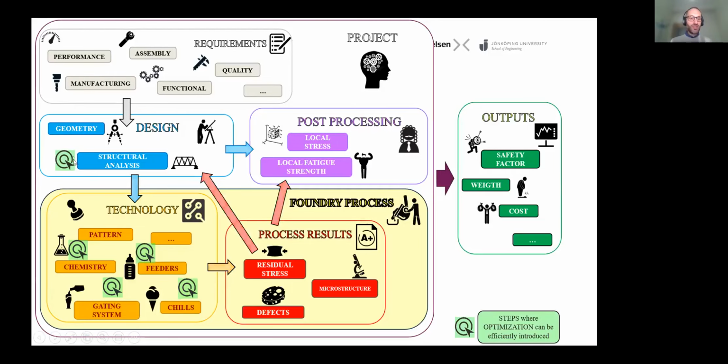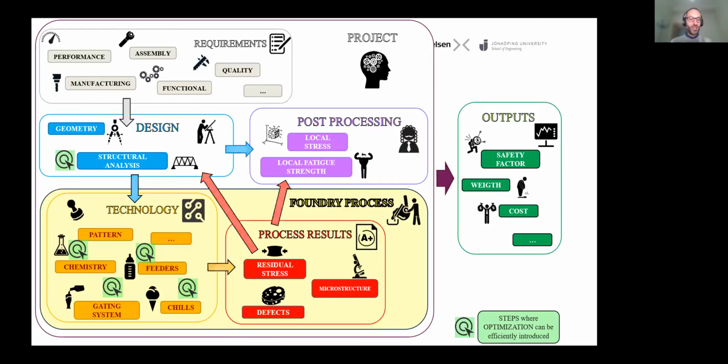As you can see here, there are two rounds with an arrow, meaning that these are points where an optimization can be efficiently introduced. Then, as we mentioned before, the design of the component, the geometry of the component, and the requirements about the defects acceptance level, or stressed areas, and so on, are shared with the foundry that develops the foundry process.